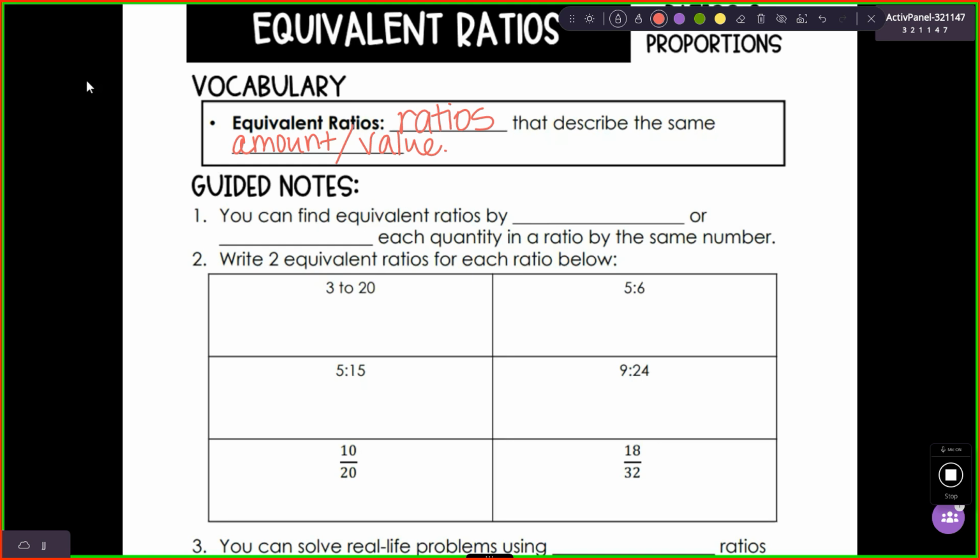And you will hear me say equivalent fractions. You will hear me say equivalent ratios. But remember, a ratio is a fraction. The value of a ratio is a fraction. Okay, so if you yell out in a minute, fraction, you are still correct. But I might ask, okay, what's the 6th grade word for fraction? Ratios. Get it? Got it? So you can find equivalent ratios by multiplying.